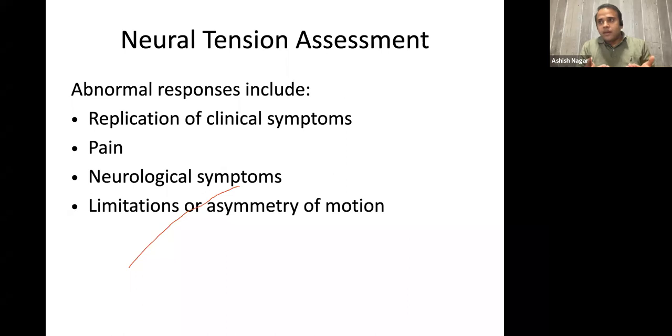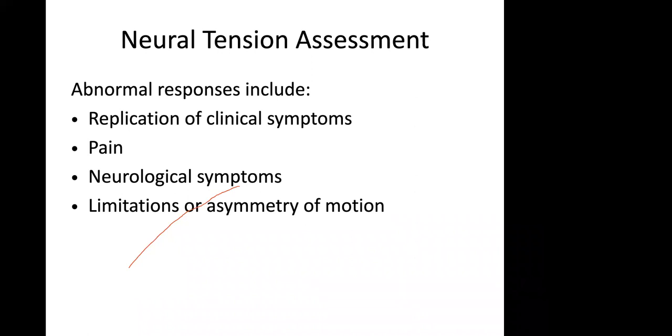Another significance of neural tension is that you compare both sides. Now, if both sides respond equally, that means there is less chance that one side is involved more than the other. But in case of involvement, you will find a certain level of asymmetry among the symptoms.